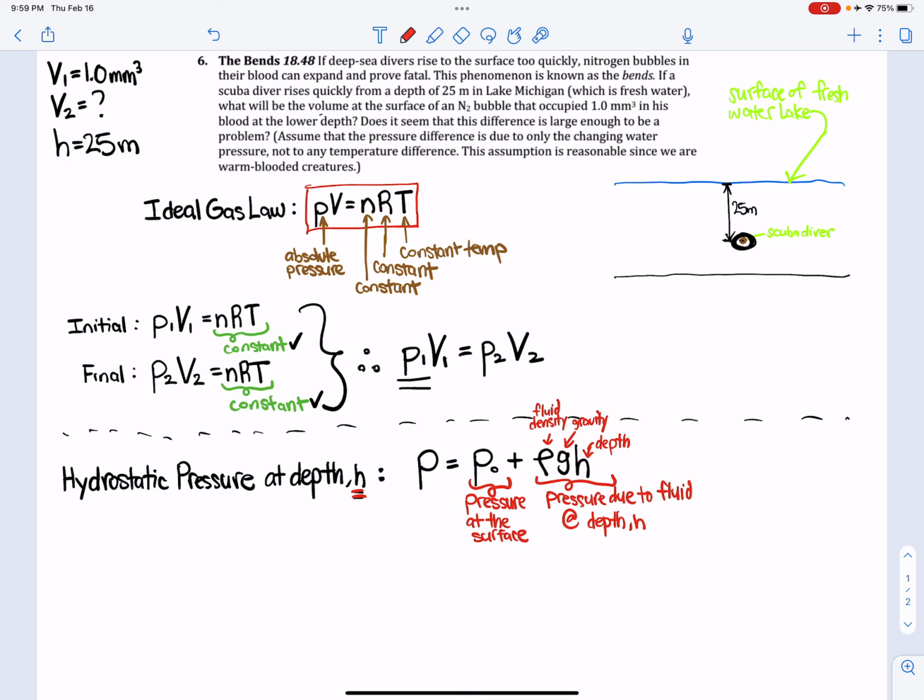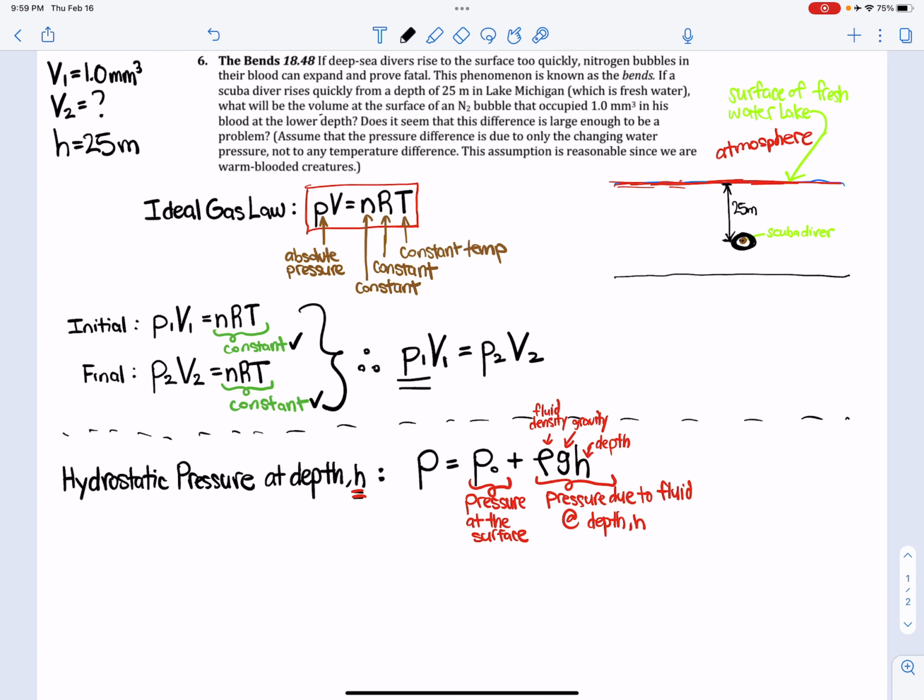And our surface in this case is right here, right? So at the surface, right here, we have atmosphere. That would be the atmospheric pressure, right? Because this is in the atmosphere right there. Okay.